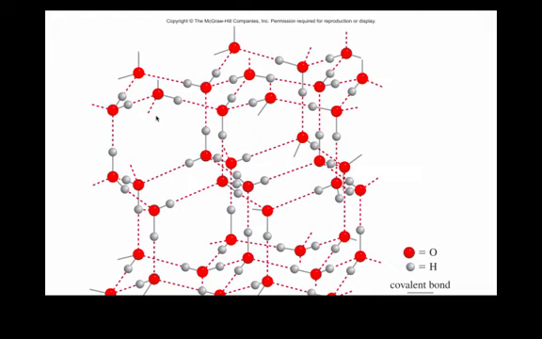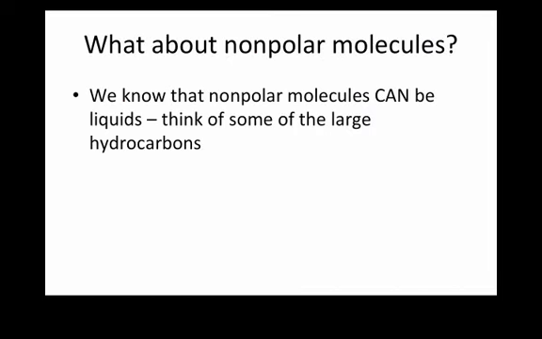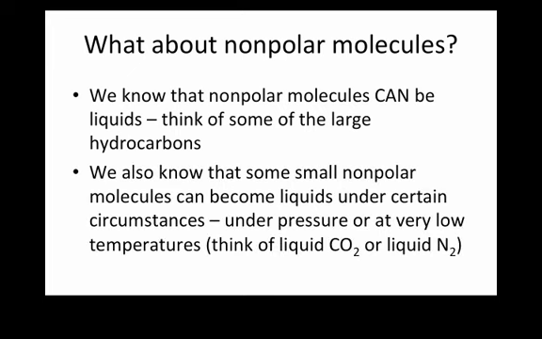This is easy to understand for polar molecules. But what happens with nonpolar molecules? We know that nonpolar molecules can be liquids. If we think of some large hydrocarbons, it's just hydrogen and carbon, and the molecule is symmetrical, so they're not polar, but we know that they can become liquids. We know that even some small nonpolar molecules can become liquids under certain circumstances, so under high pressure or very low temperature. And we think of carbon dioxide and nitrogen gas, both of which we can compress to form a liquid. How can this happen?